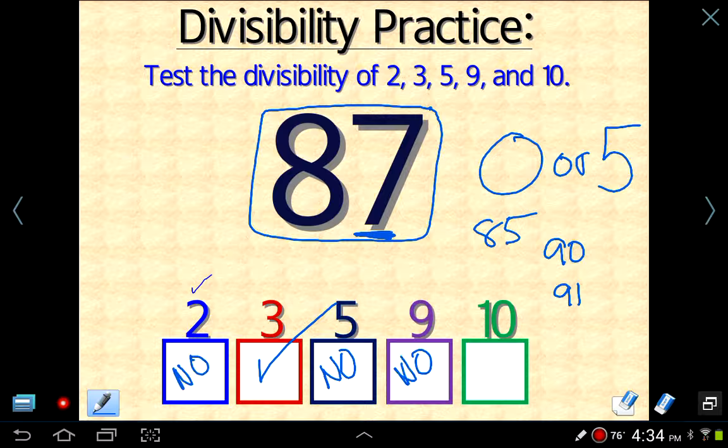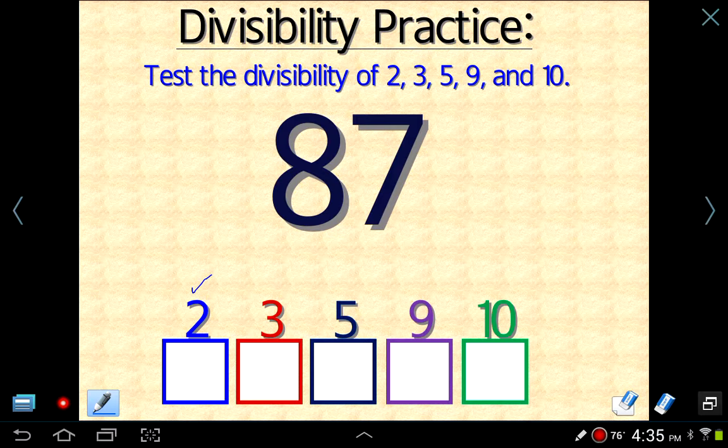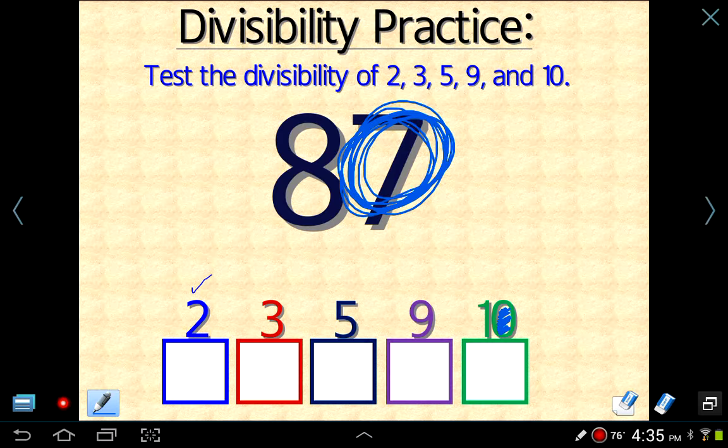The rule for 10 is we want one digit and one digit only. We want a 0 at the end. And that 7 obviously does not look like a 0. I hope it doesn't look like a 0 to some of you, because it's not. It is a 7. If it was 80, 90, 100, 2 million, whatever the number is, as long as it ends in a 0, its ones digit is a 0, then 10 would divide into it.